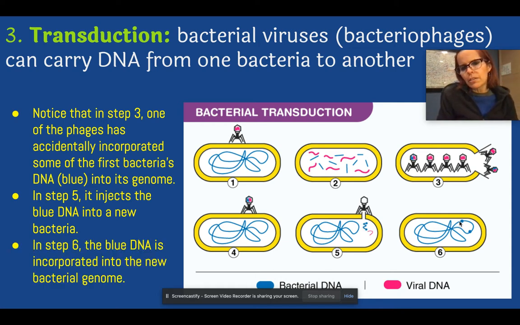And then that bacterial DNA, they're showing it right here between the dots. So there's dots on it. That bacterial DNA then gets incorporated into the new bacteria. And so this is horizontal gene transfer. We've just gotten DNA from another organism, but not through sexual reproduction.